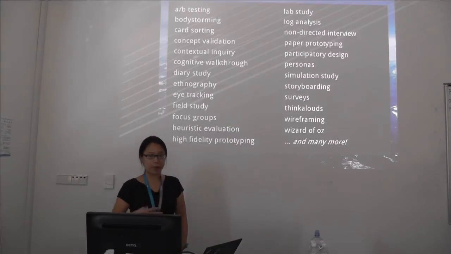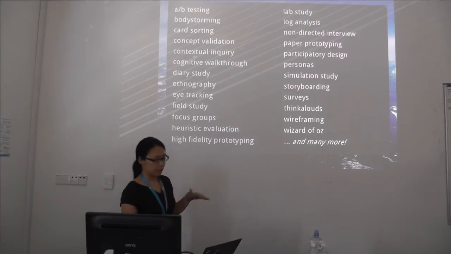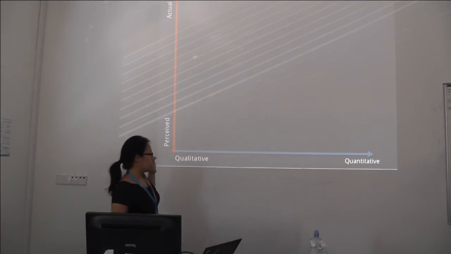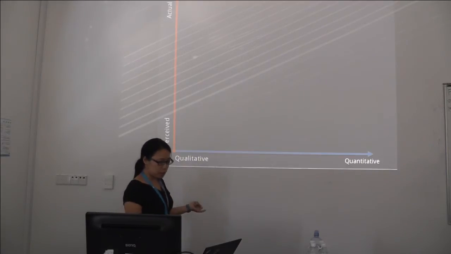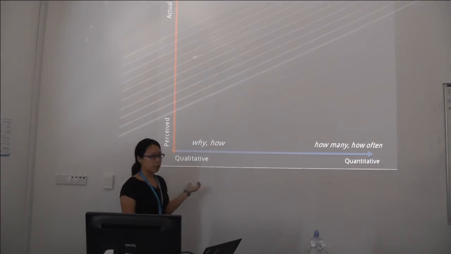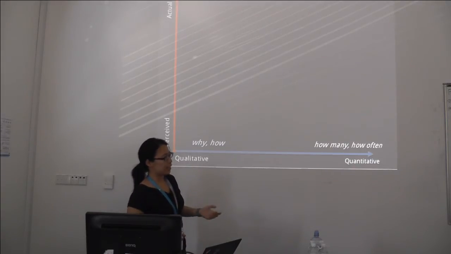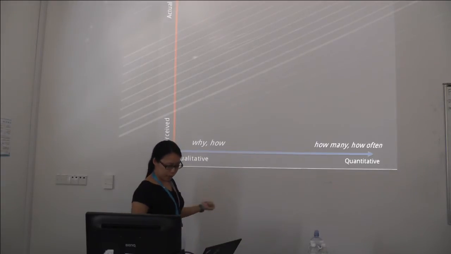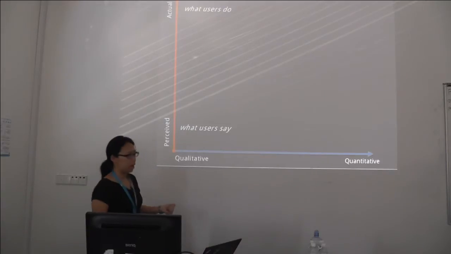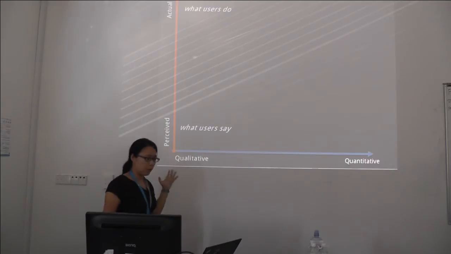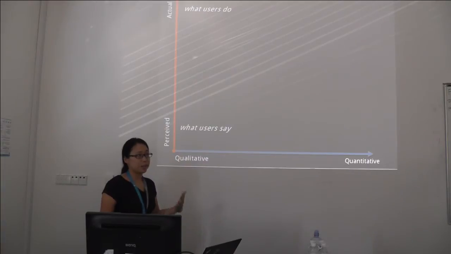What's useful when you think about UX methods is to think about them along dimensions. Two dimensions that I think are really useful: one is whether a method is qualitative or quantitative. Qualitative asks questions like, why do you do something? How do you do a task? And quantitative asks questions like, how often do you do something, or how many times do you click on this link? The other dimension is what the method is trying to measure. On one end you have perceived behaviors, which is based on what users are telling you they do.